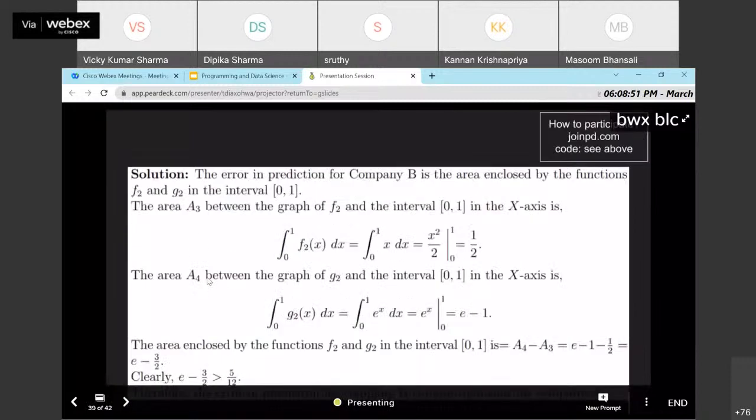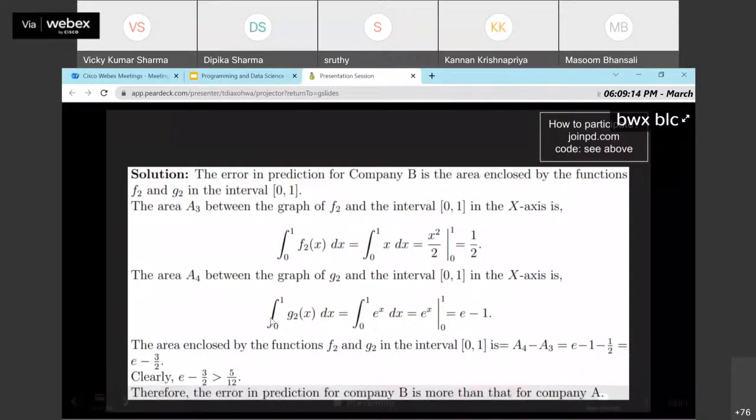So it should be A4 minus A3. You individually integrate and get the value. A4 is nothing but e minus 1 and A3 is nothing but half. So when you get the difference, you get something like this. You find that this value is actually greater than 5 by 12, and therefore the error in prediction for company B is more than that of A. Okay, so that's how you'll be able to do it. Do you have any doubt in this particular question, any of you?